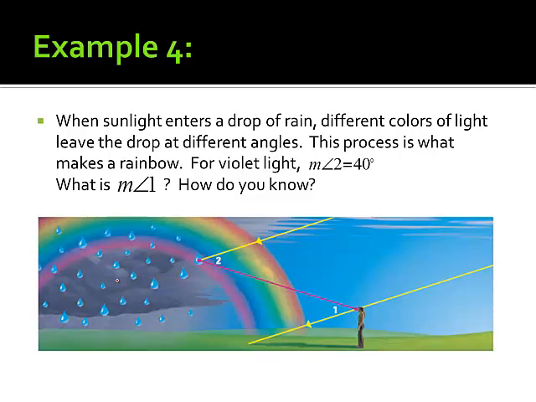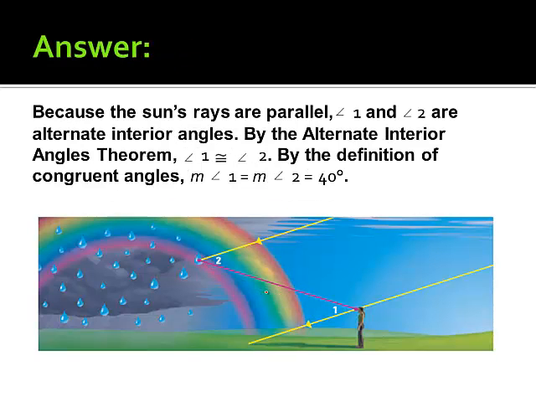Well, looking at this figure, I see angle 2 and angle 1. We have our two parallel lines, one parallel line here, one parallel line here, and here's our transversal here. So what is the position of angle 1 and angle 2? Well, I see they're on opposite sides of the transversal and they're on the interior of those two parallel lines. So I can state, because the sun rays are parallel, angle 1 and angle 2 are going to be alternate interior angles. By the alternate interior angles theorem, angle 1 is going to be congruent to angle 2.